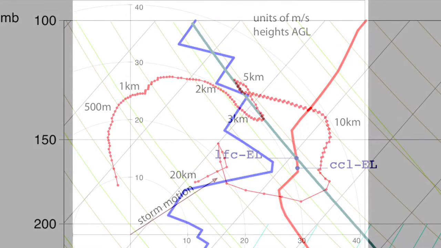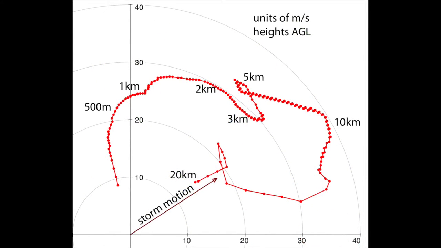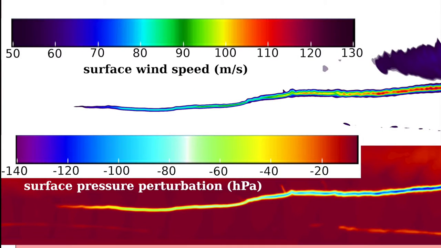So it's got lots of CAPE and lots of shear. These are things we've known for a long time are good for supercells. Here's the hodograph. So here's the 0 to 500 meters. Look at all that shear. This is in meters per second. Here's 1 kilometer, 2 kilometers, so lots of shear.